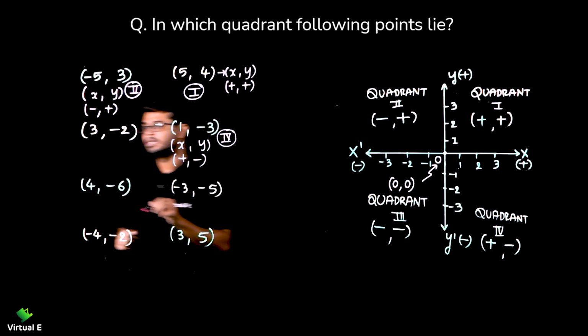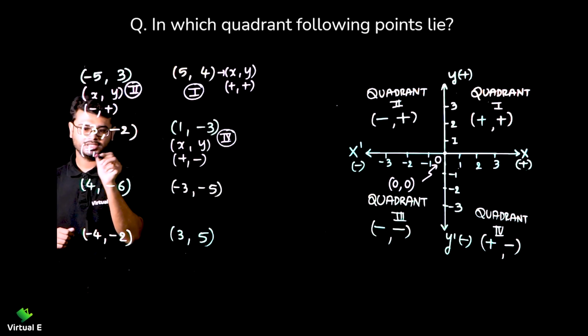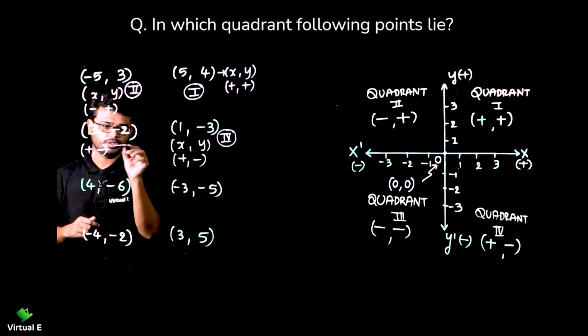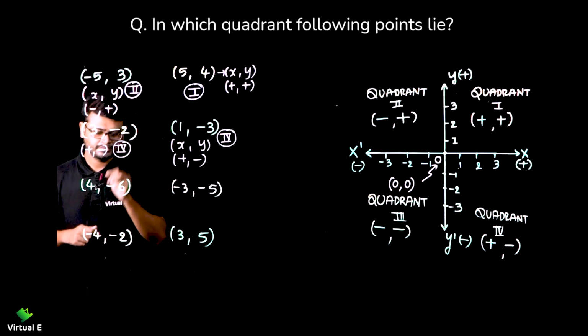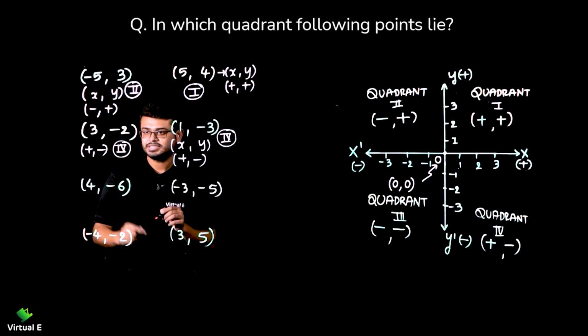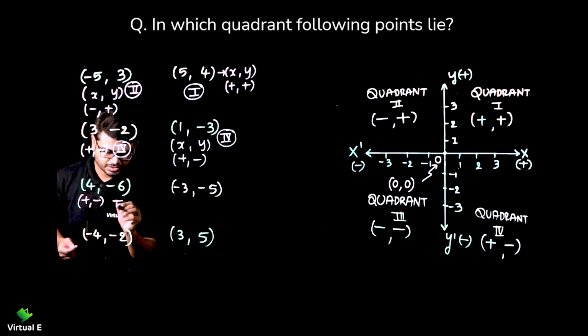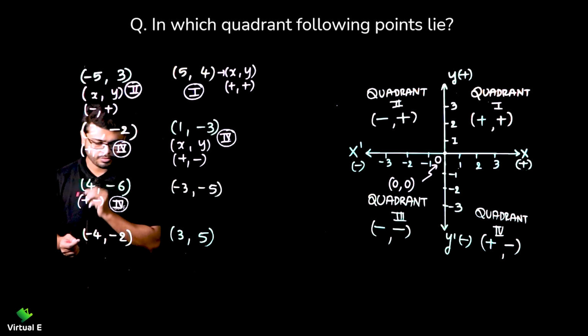Let's do this. (3, -2). So plus and minus. I think it is similar to this one, right? So it is also quadrant number 4. Then (4, -6). Again, I think that is the same, plus and minus. So this is also quadrant number 4.